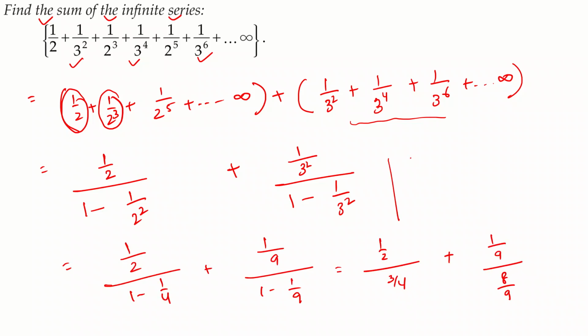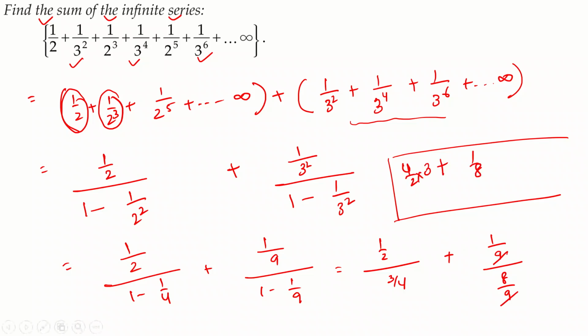So let me write it down over here, it won't take too much space. So it's 4 by 2 times 3, plus 1 by 8, since 9 and 9 will cancel out, so 1/8 is what's left. Then 2/3 plus 1/8 gives me 19/24 as my answer. This is the answer to this infinite GP.